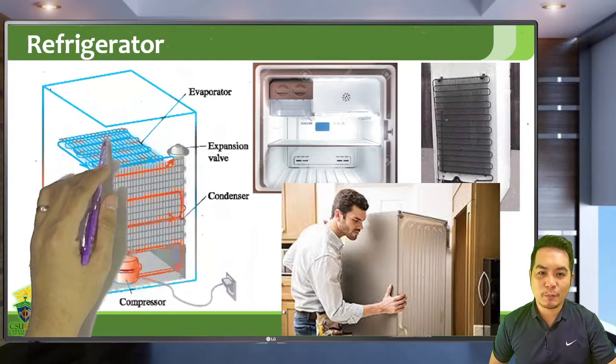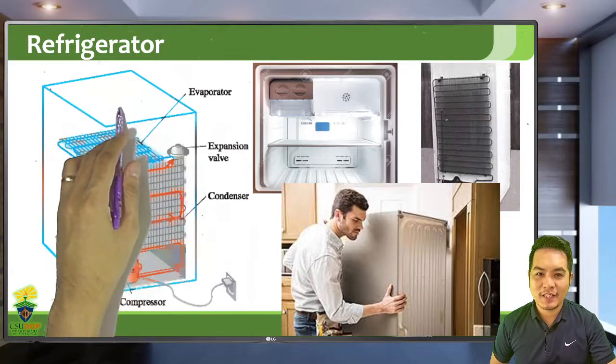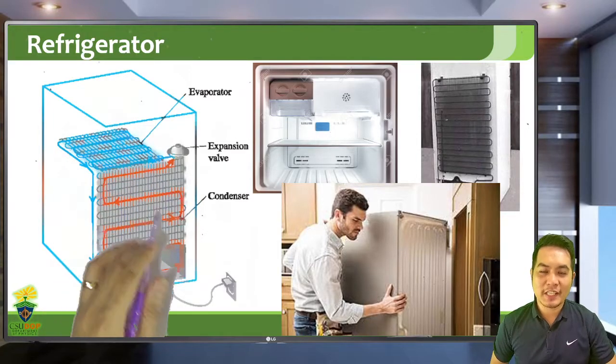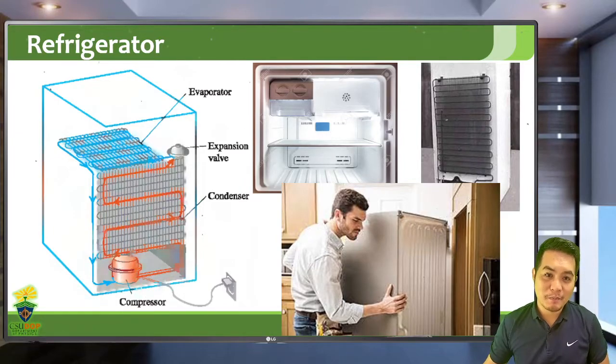If you put food here in your freezer, then the heat from the food will be absorbed by the evaporator coils, and that will be released by the condenser coils, making your food colder or have a lower temperature or freezing your food.